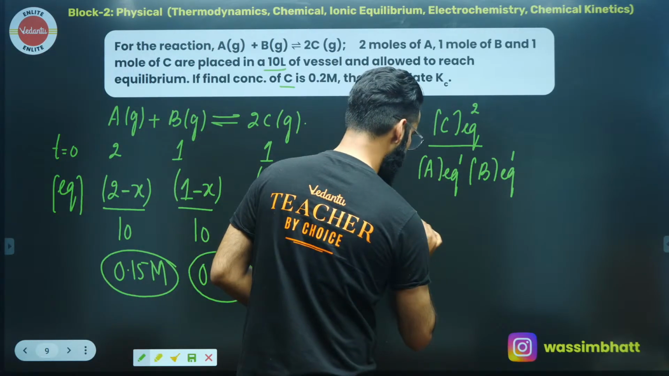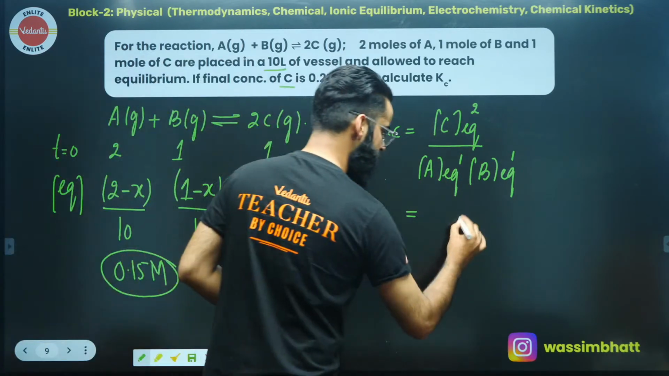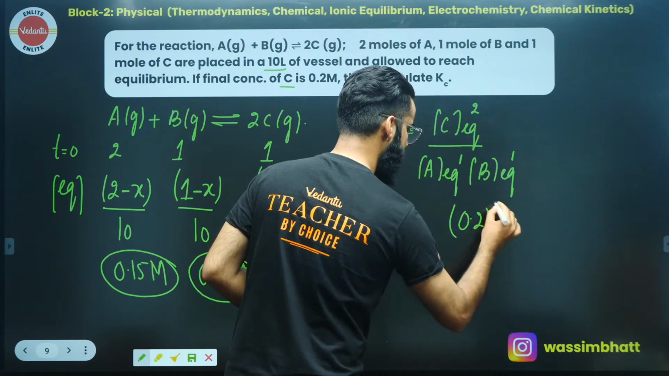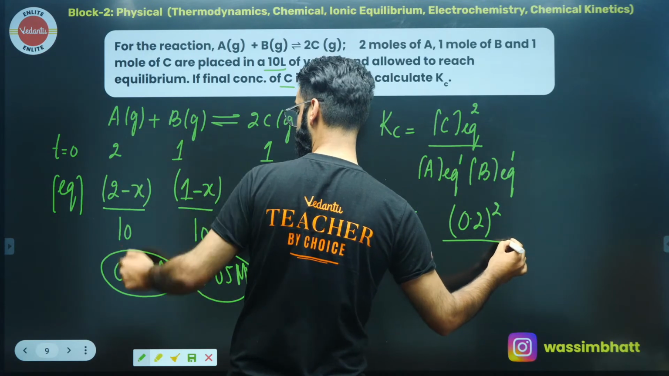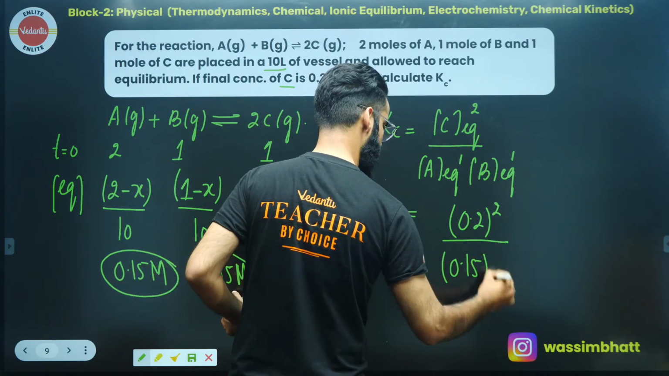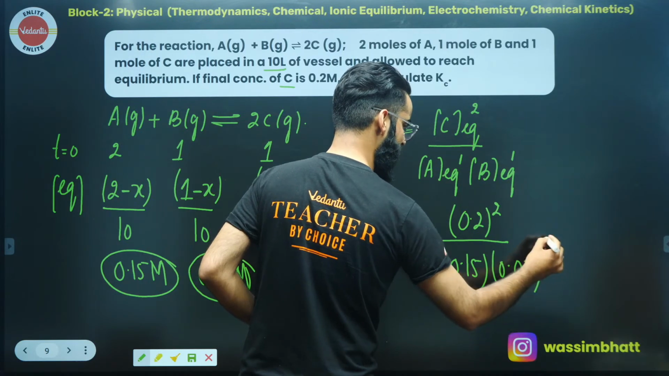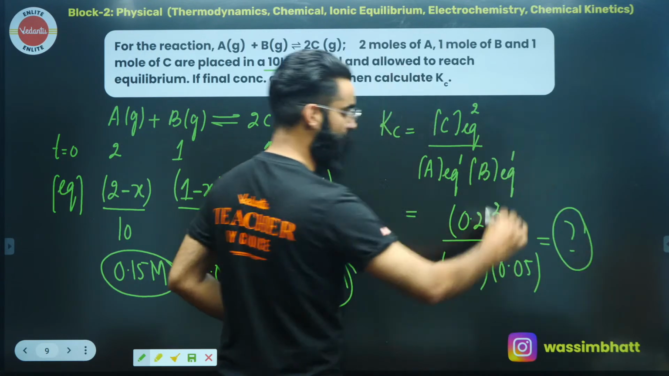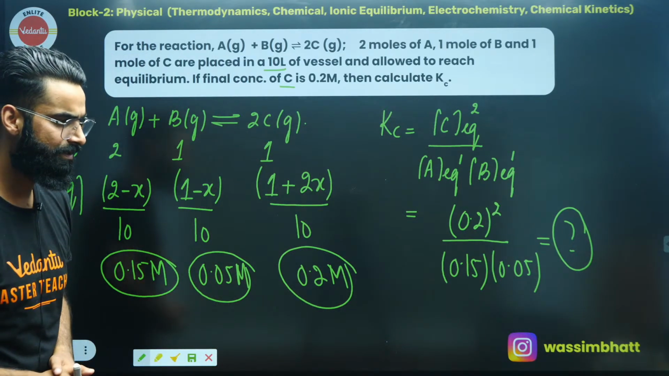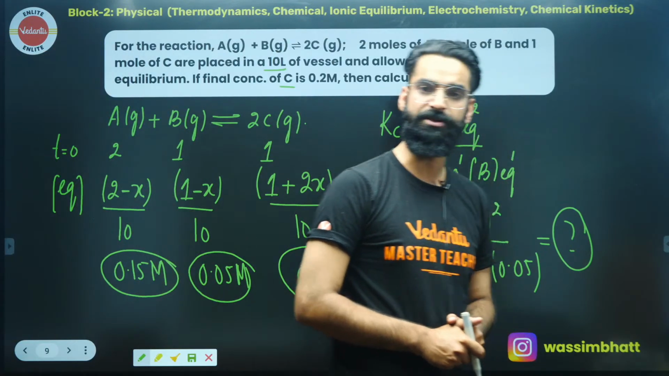Yes? Now people, what is the concentration of C in the container at equilibrium? It is 0.2. So it's going to be 0.2 squared divided by the concentration of A at equilibrium, which is 0.15 raised to the stoichiometric coefficient 1, multiplied by the concentration of B at equilibrium, that is 0.05, right? You just need to solve this term. That is going to be your Kc, which you were supposed to calculate. I'm sure this sort of question you can easily solve from now onwards. Is it clear to everyone?